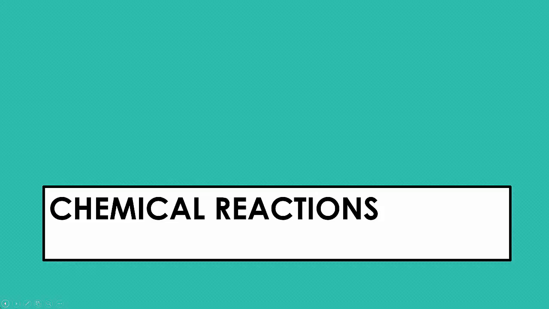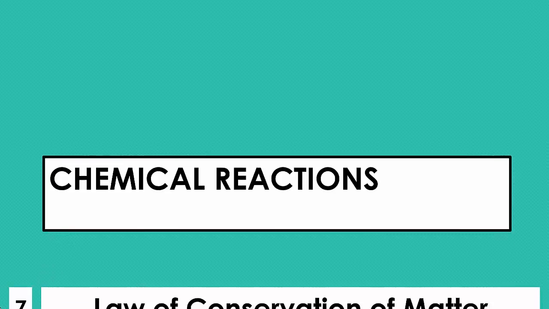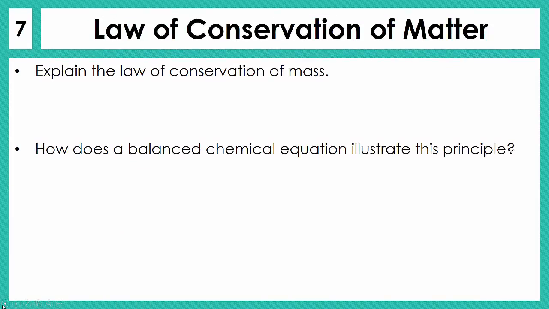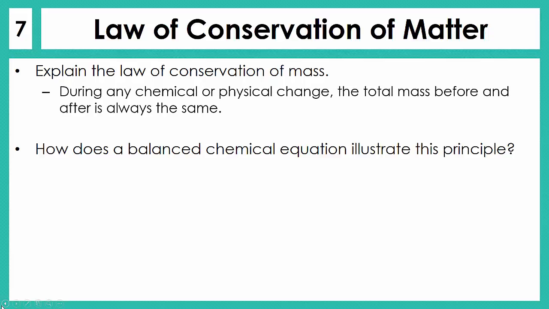The next set of questions are about chemical reactions. So first, explain the law of conservation of mass, and how does a balanced chemical equation illustrate this principle? So during any chemical or physical change, the total mass before and after is always going to be the same. Matter is neither created nor destroyed.